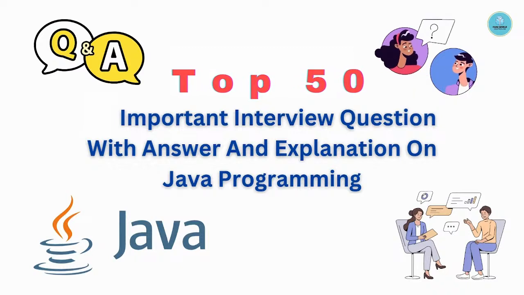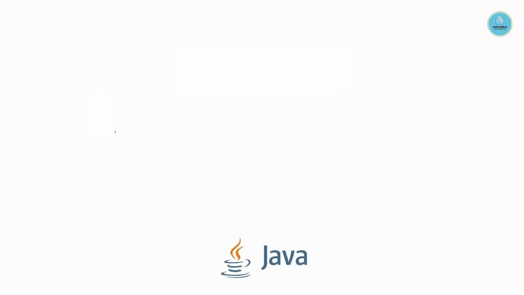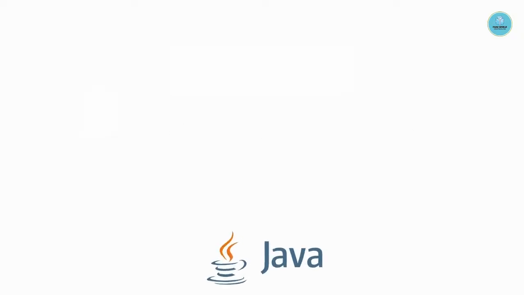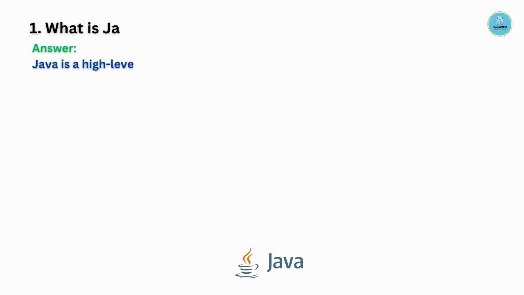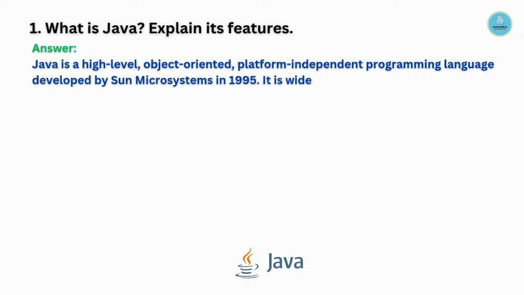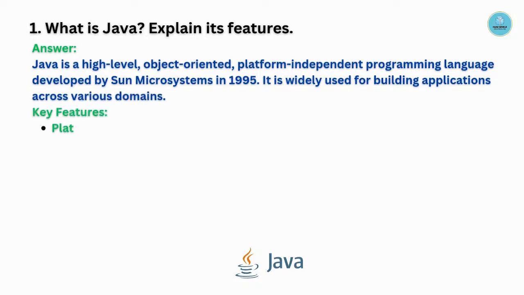Let's start. Question number 1. What is Java and explain its features? Java is a high-level object-oriented platform independent programming language developed by Sun Microsystems in 1995. It is widely used for building applications across various domains.